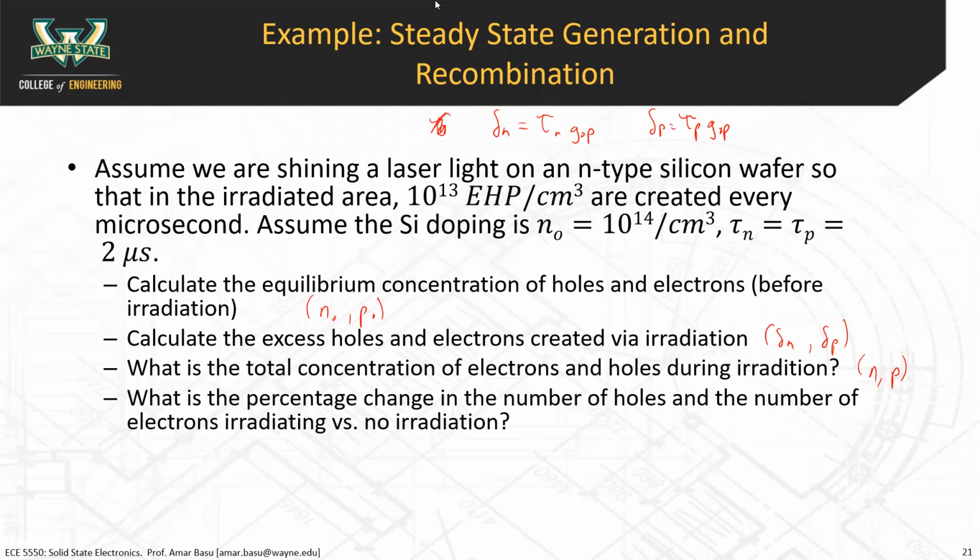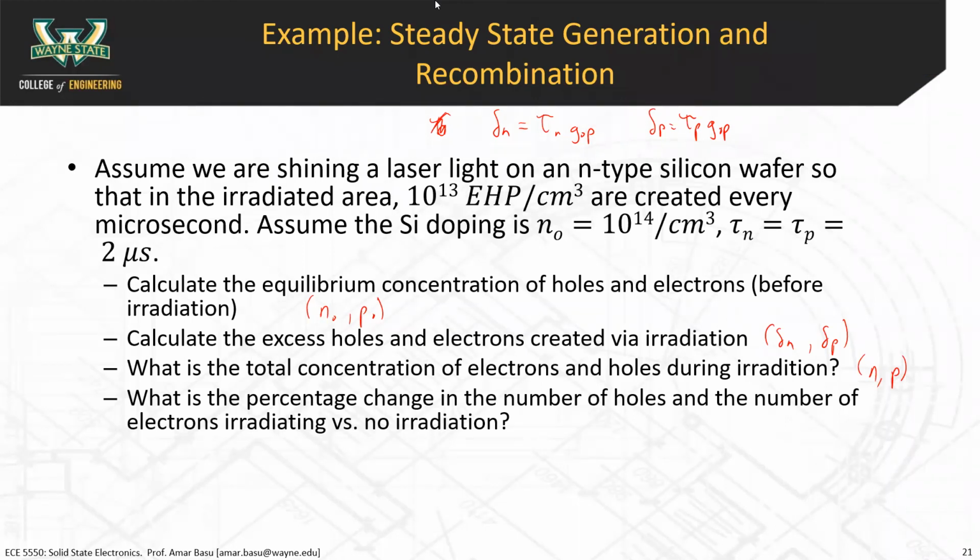I guess the equilibrium would be in the absence of this irradiation. So we have N0, of course, 10 to the 14th, and then we have P0 using np equals ni squared to be 2.25 times 10 to the 6th, I believe. Sounds about right.